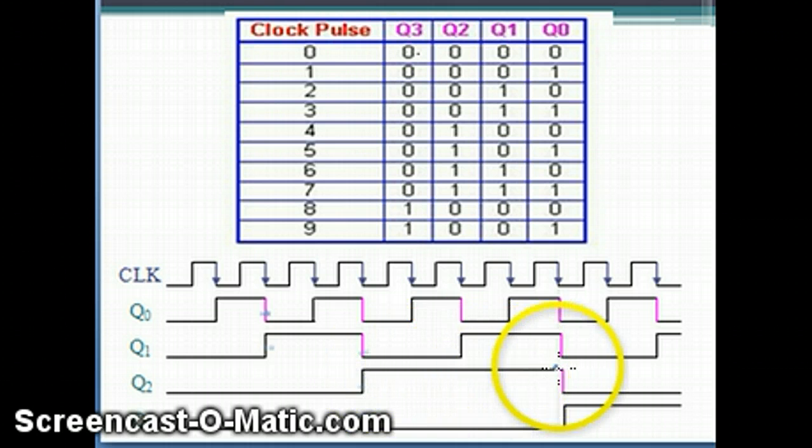When Q2 goes from 1 to 0, that will serve as the clock for Q3. That is the instance when Q3 will be toggled from 0 to 1. And this is how we will be able to achieve all the states from 0000 to 1001. So it is a mod 10 counter.